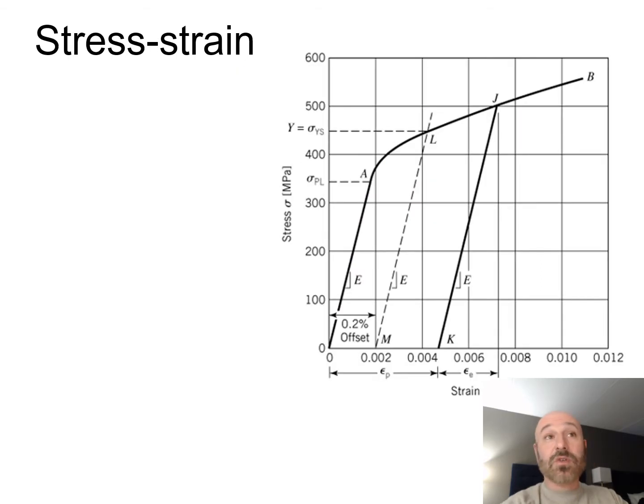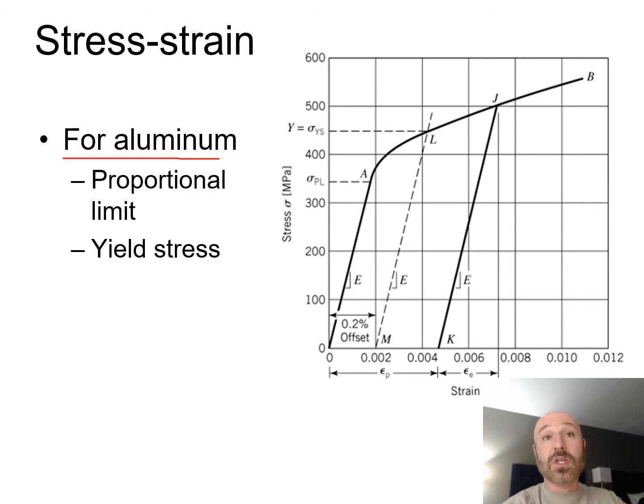Now looking at our stress strain curve, let's take a look at this for aluminum rather than steel. We can see this is a much different shape. There's our 0, 0. We go up to our proportional limit, and there's our proportional limit right there. Then the point A is right after that, the end point at the end of our linear region. Then we come up to our yield stress, our Y.